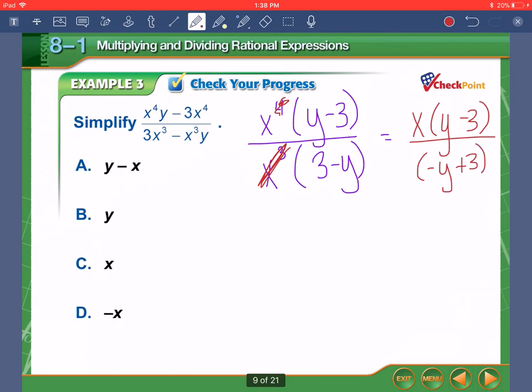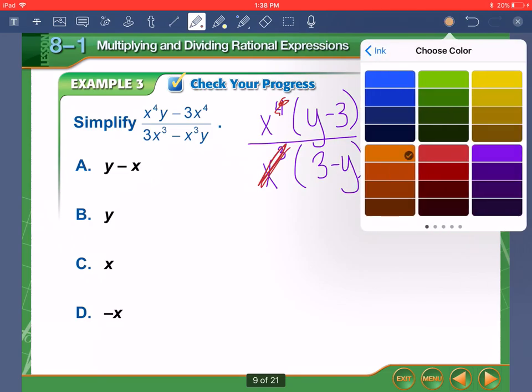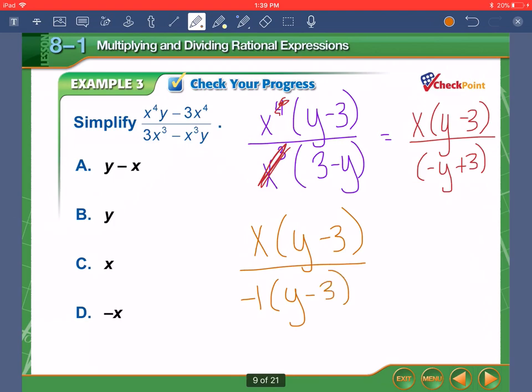Looking at these, my y's are opposite signs, my 3's are opposite signs, so I can factor out a negative 1 out of the denominator or the numerator, it doesn't matter which one, to get them to be the same. So x times (y minus 3) over, I'm going to factor out a negative 1, and then that's times (y minus 3). Got a y minus 3 in the top and the bottom, so I can simplify that out. So I get x over negative 1, which is just negative x.